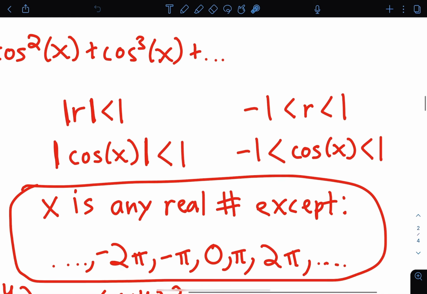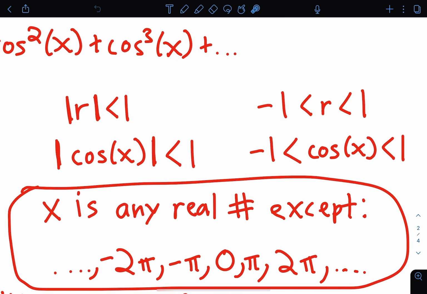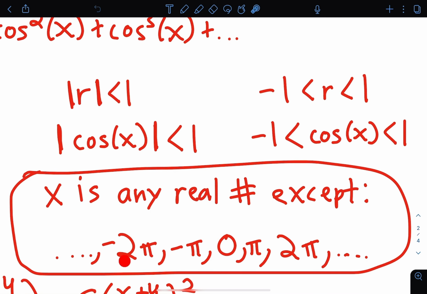So what that means is that the x values that work here are anything except basically integer multiples of pi. Because any integer multiple of pi is going to make cosine either equal to 1 or equal to -1. And remember, that's the range for cosine. Cosine is only ever between -1 and 1 inclusive. So we're going to exclude all of the ones that make it equal to the endpoints.